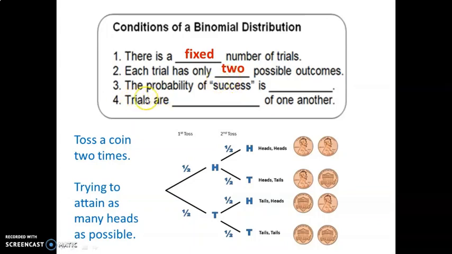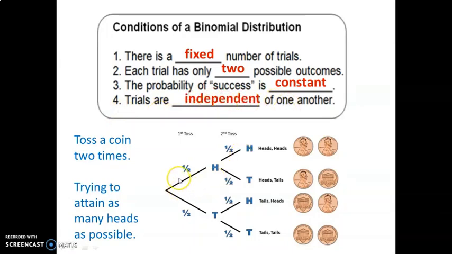Condition 3, the probability of success is constant. That means the probability throughout the trials, the chance of getting a success, is always the same. And in this case, that's true. The chance of getting a head, which we're calling a success, is always the same. 50% chance here, 50% again. If we had more trials, it would be 50% each time. Constant. Great. Condition number 4, trials are independent of one another.